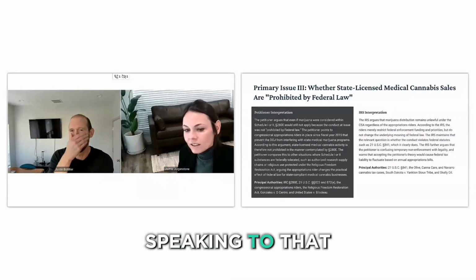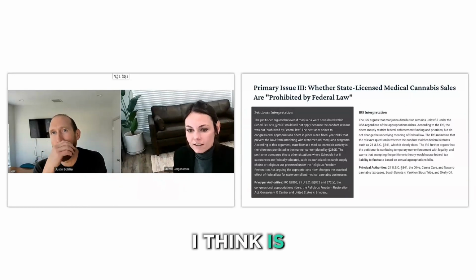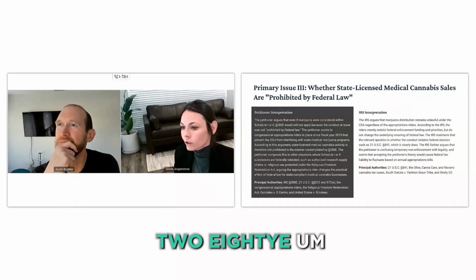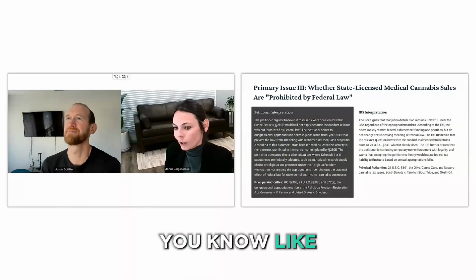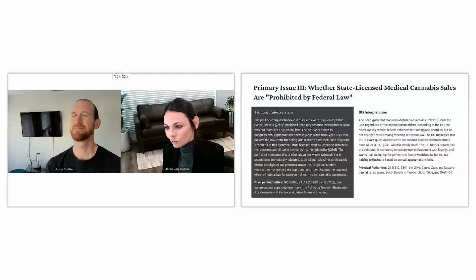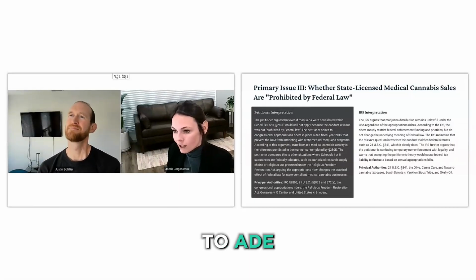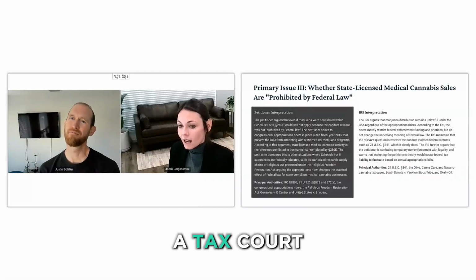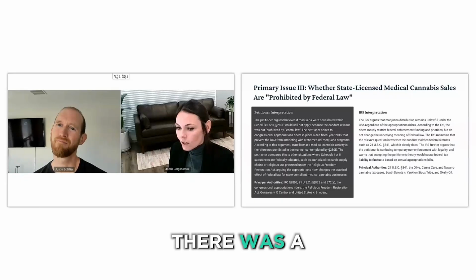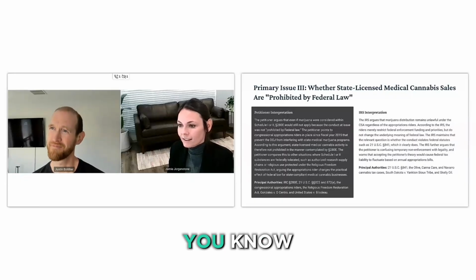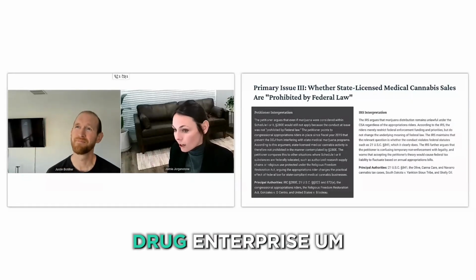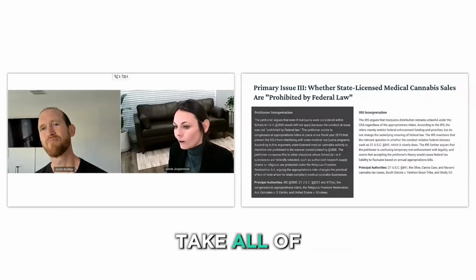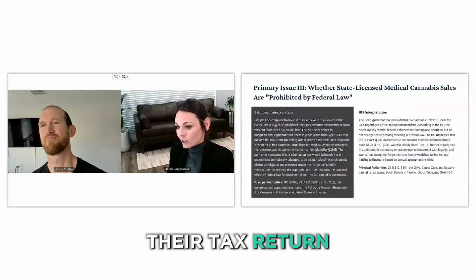Yeah, well, I think speaking to that congressional intent a little bit more is a really interesting point, because we do actually know that was exactly Congress's intent with 280E, because it's written down. We have actual record of Congress writing out why they were proposing 280E and why it came into effect. It was in response to a tax court case, where a bona fide, illegal drug dealer with a drug enterprise ultimately was able to take all of their deductions on their tax return. That was the result of the case.